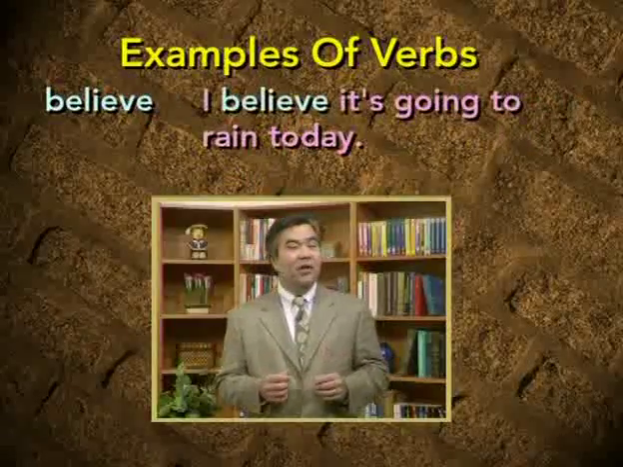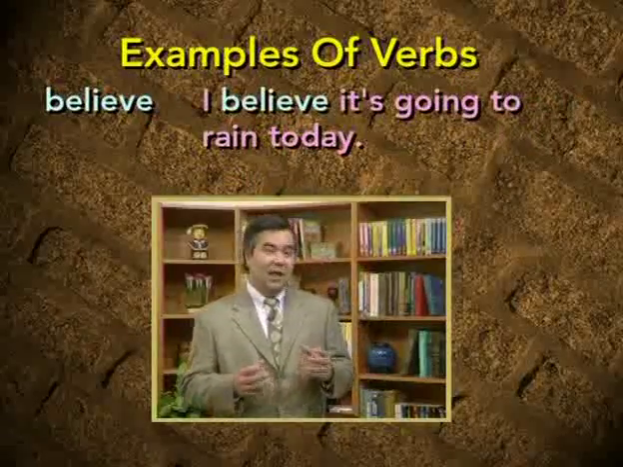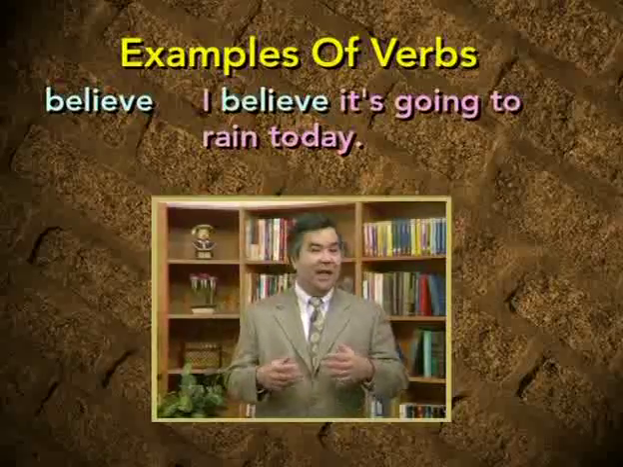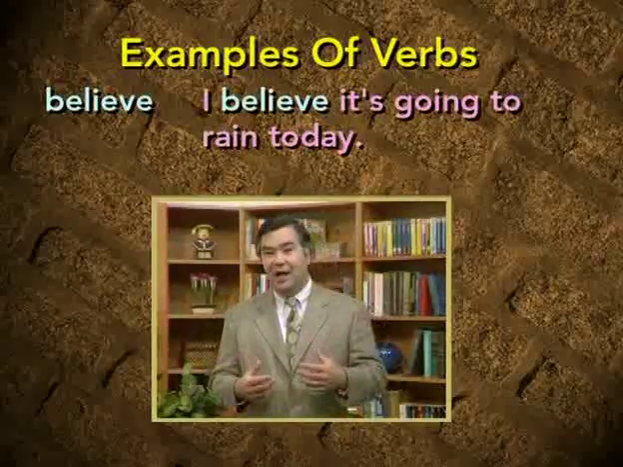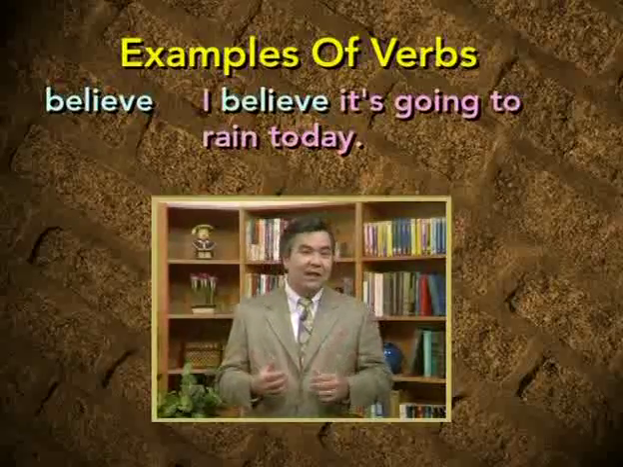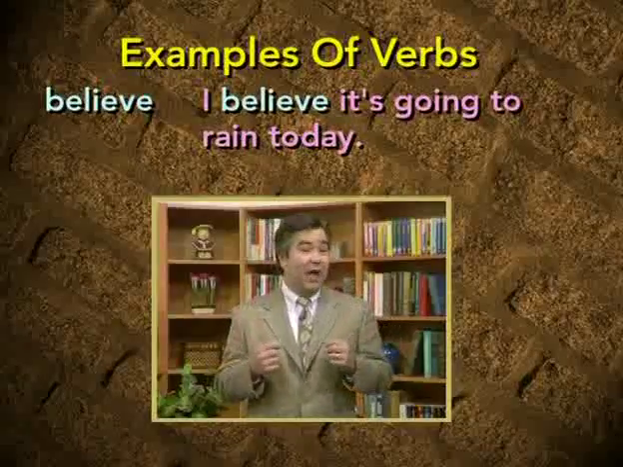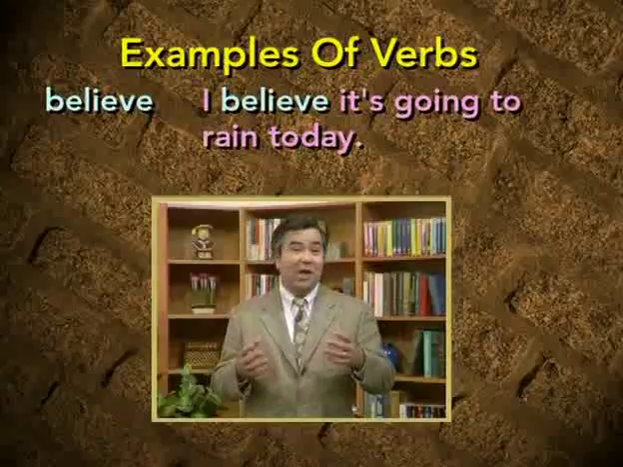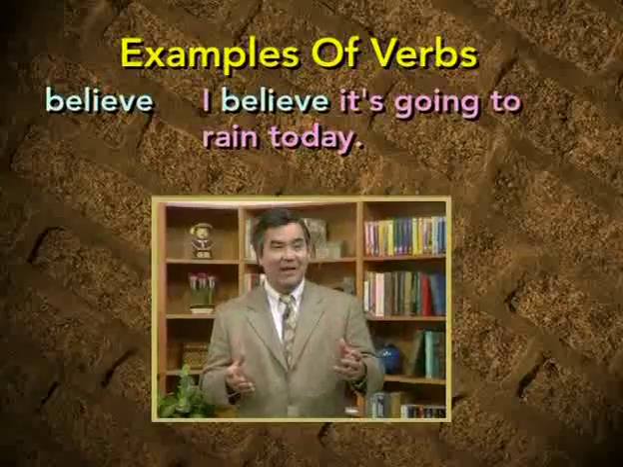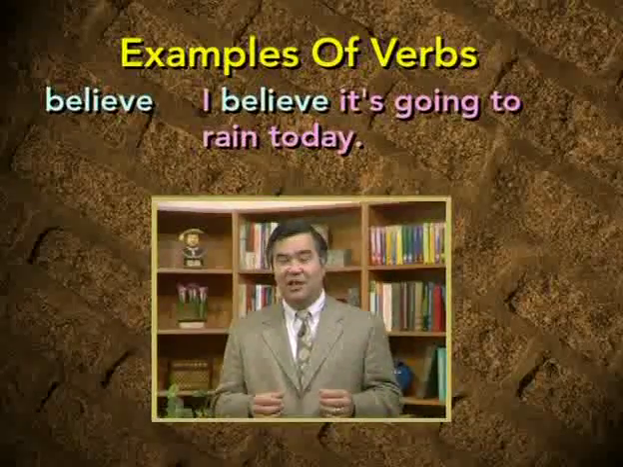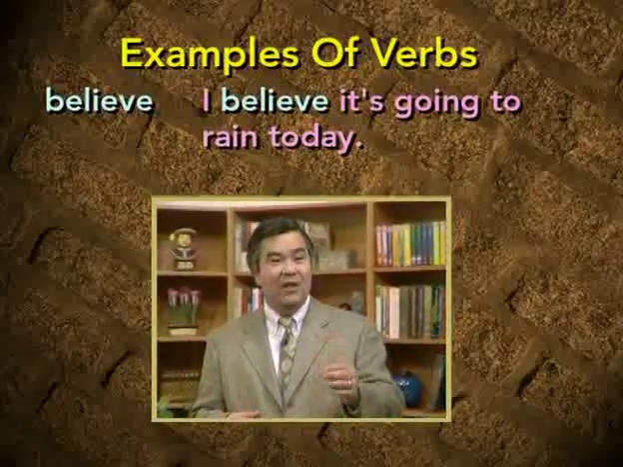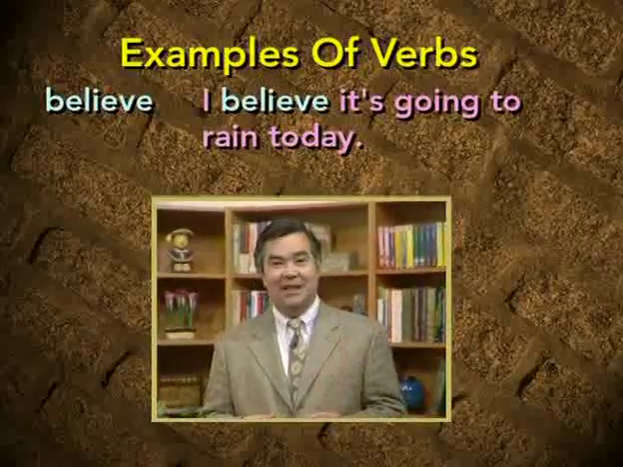How about the verb believe? I believe it's going to rain today. Here, the verb believe is expressing an action being done by the subject, I. Notice that in this case, the action is completely internal. It's a mental action, which means it's something that other people can't see happening. Nonetheless, it is an action. So the verb believe is expressing an action in that sentence.